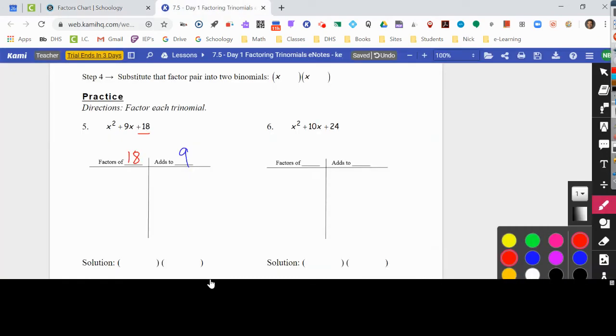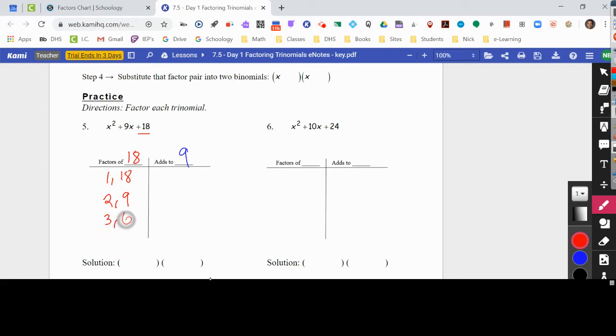All right, so I'm going to go ahead and list out those factored pairs. So we have 1 and 18, 2 times 9, and 3 times 6. After I list out those factor pairs, I want to see which one of these adds to 9. Well, here it is: 3 plus 6 gives me my 9.